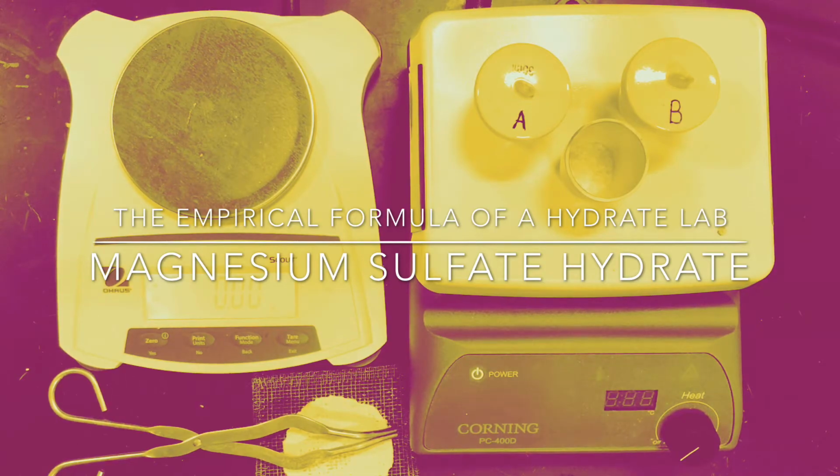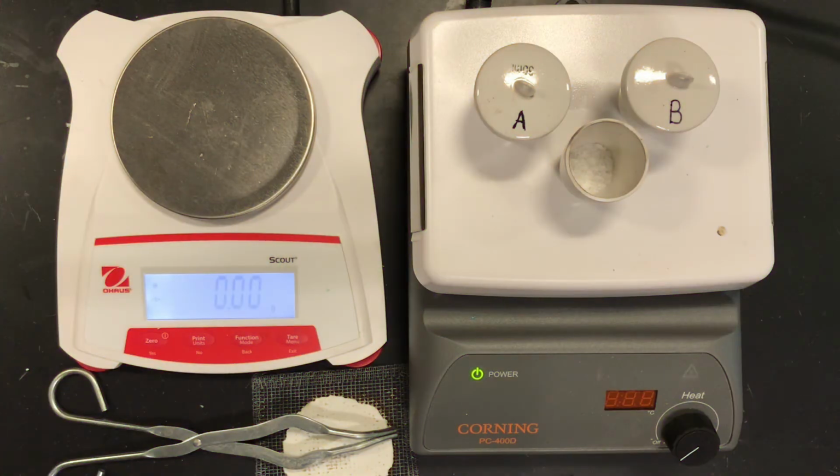This is the empirical mass of magnesium sulfate hydrate lab. Objective number 1 is to be able to determine the percent by mass of water in this hydrate, and 2, more importantly, to determine the empirical formula of this hydrate.